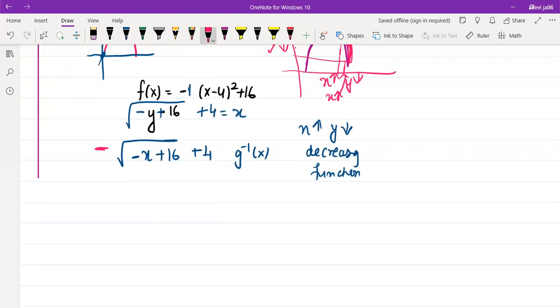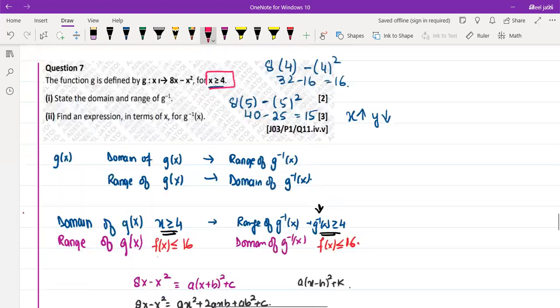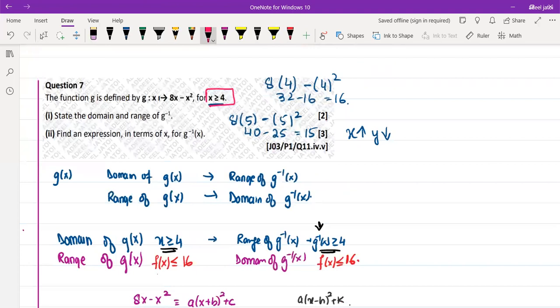So in the end we'll write g inverse of x equals 4 minus the square root of 16 minus x. This will be your expression. The question was from June 2003, paper 1, question 11, question number 7 from the book.